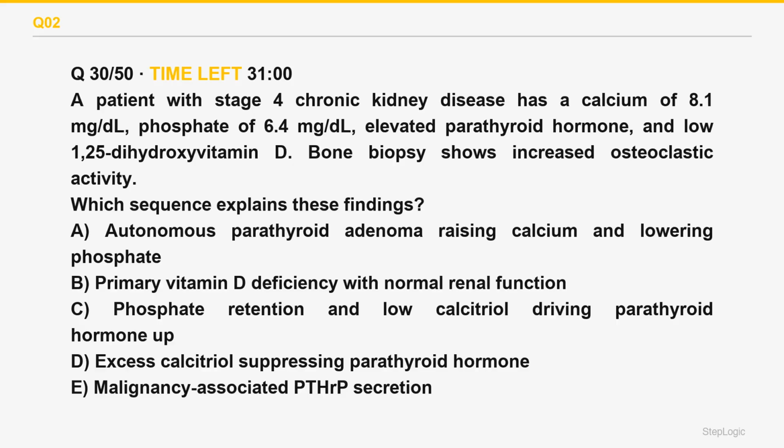Which sequence explains these findings? A patient with stage 4 chronic kidney disease has a calcium of 8.1 mg per deciliter, phosphate of 6.4 mg per deciliter, elevated parathyroid hormone, and low 1,25-dihydroxyvitamin D. Bone biopsy shows increased osteoclastic activity.